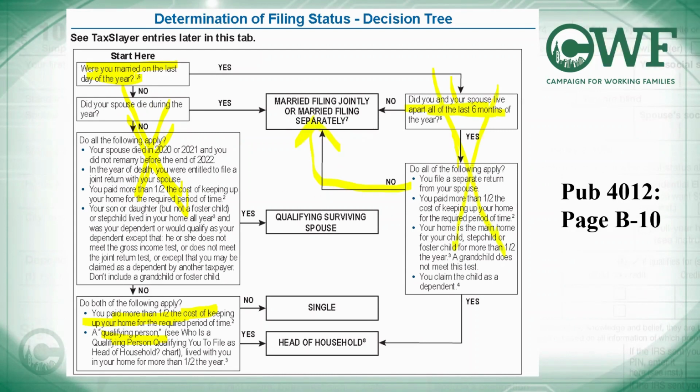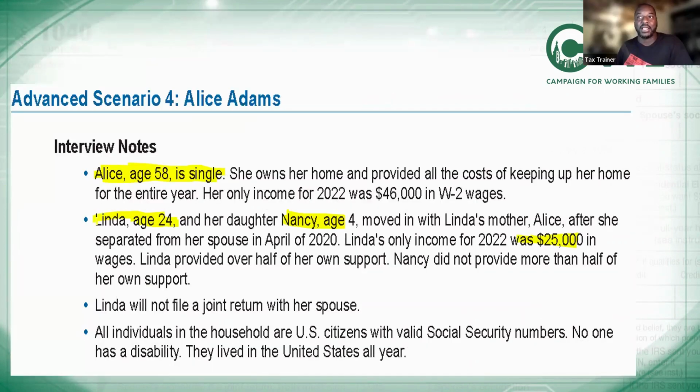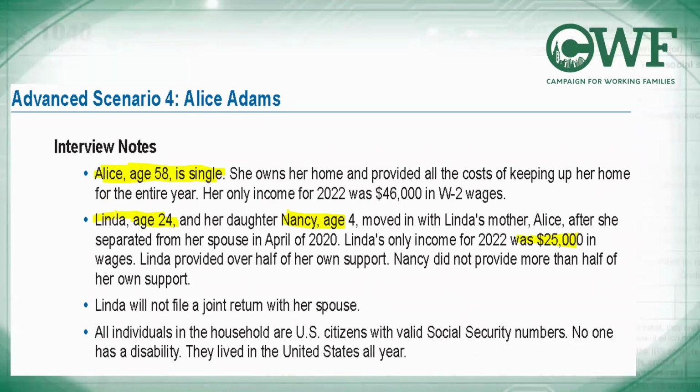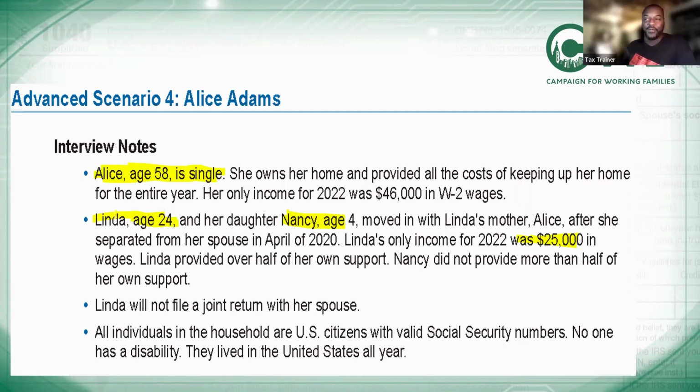Because her mom paid half the cost of the home. There you go. So then Alice automatically is married filing separately. And so now, whether she claimed the kid or not, she's married filing separately. Does that make sense? Yes. So she can claim the kid and be married filing separately, but no matter what, her filing status is married filing separately.